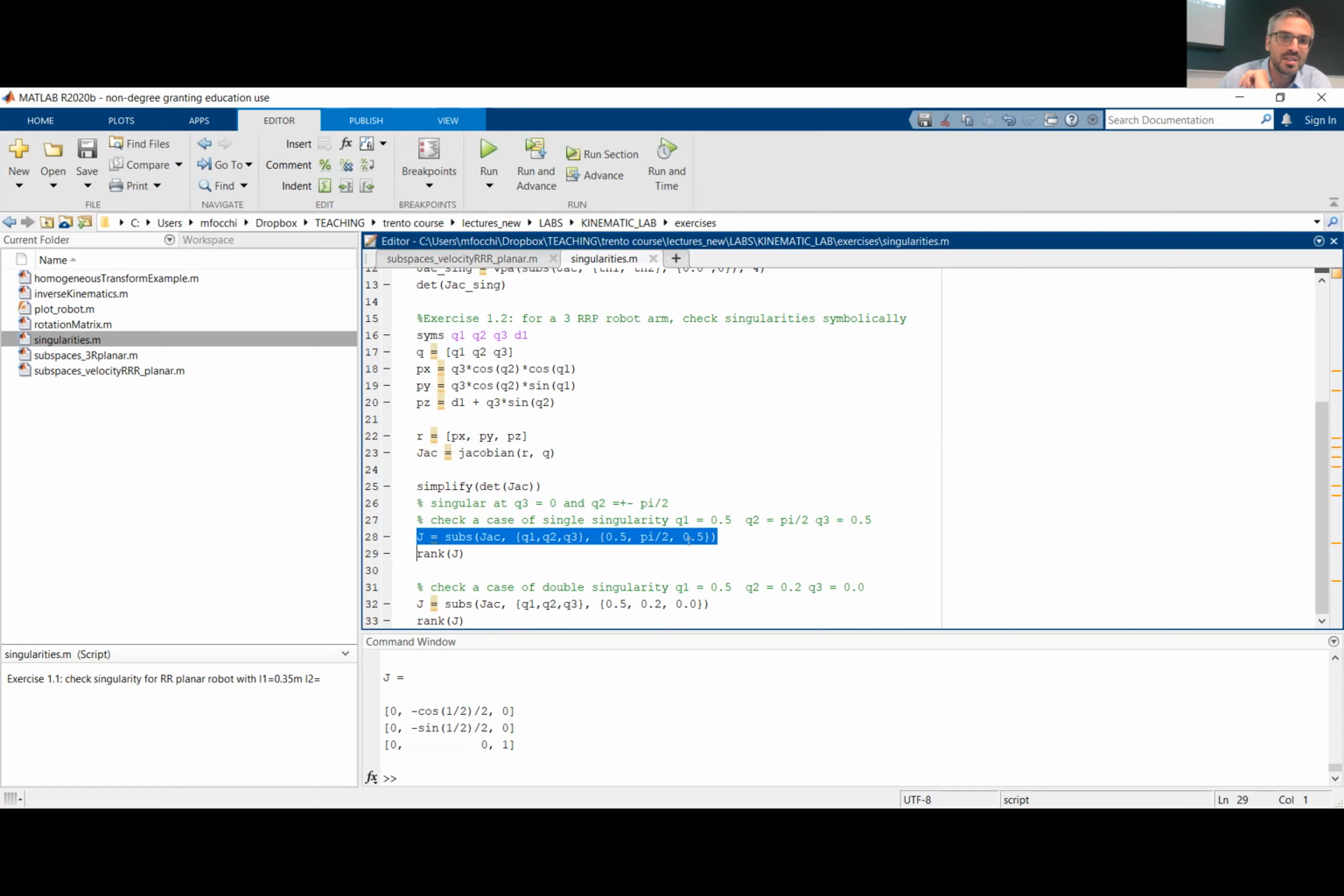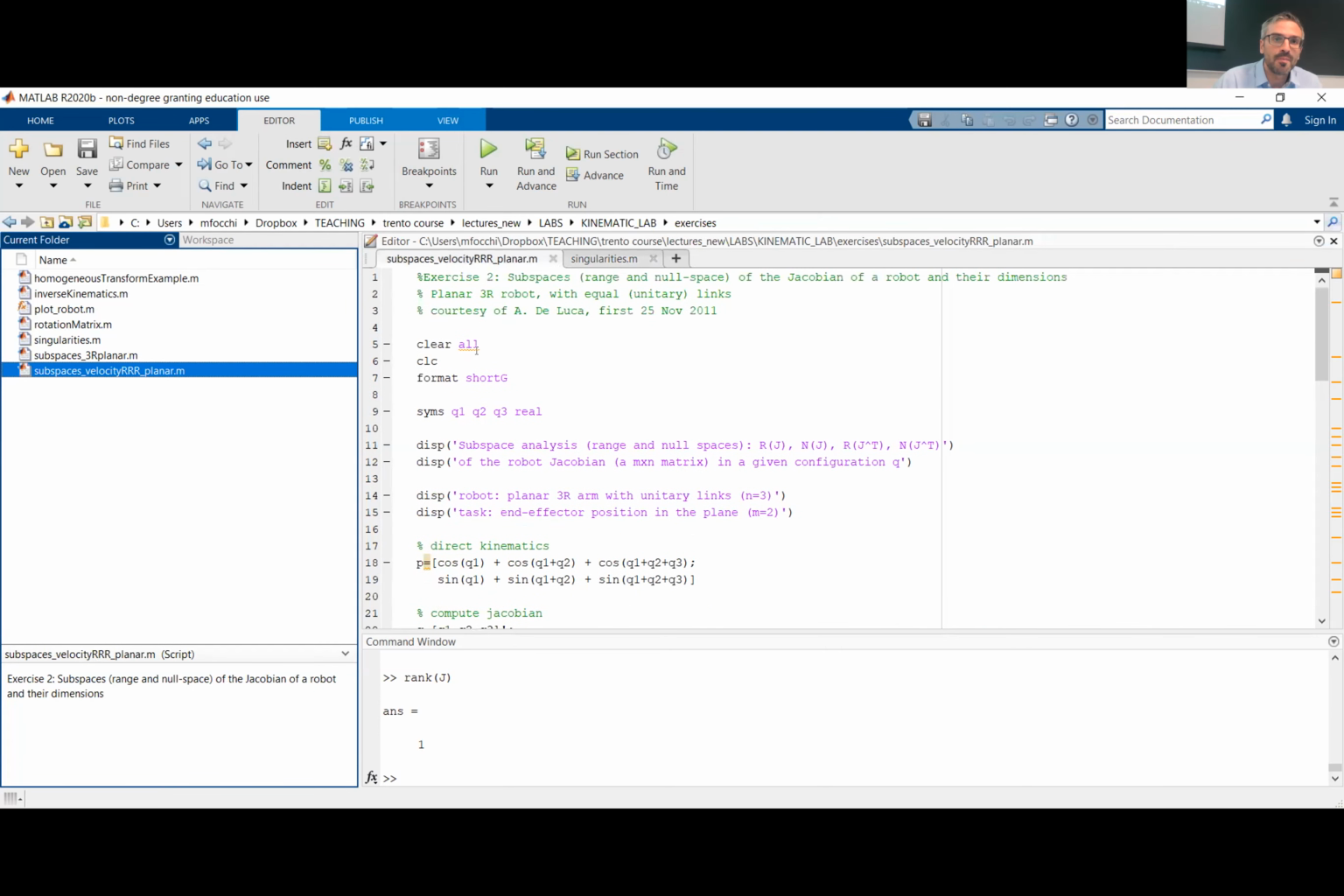The first one with the single singularity, where we have a generic q1 different from 0.5, q2 pi half, and q3 0.5. And we see that for a single singularity, if we compute the determinant, the rank drops only by 1, so it becomes 2. Then in the case of a double singularity, that was the case where q3 was 0, we get a drop around, you see 2 columns of the Jacobian become 0, so we expect the rank to be 1.